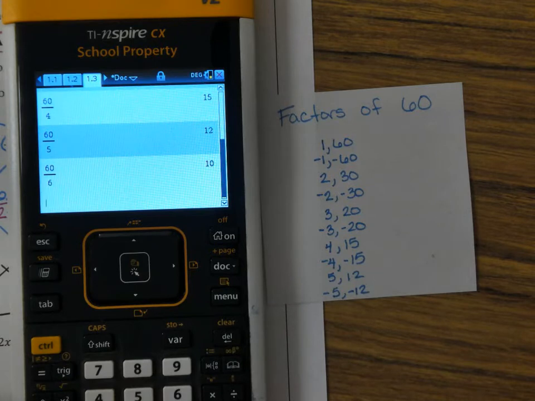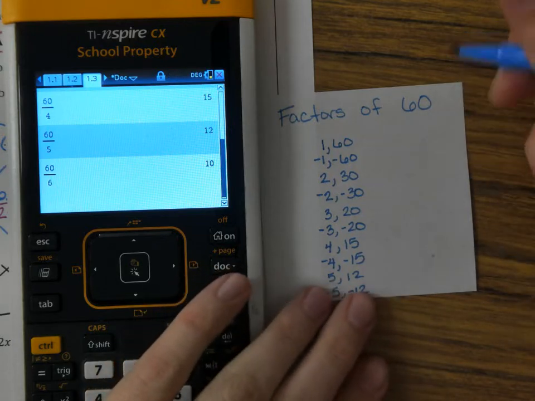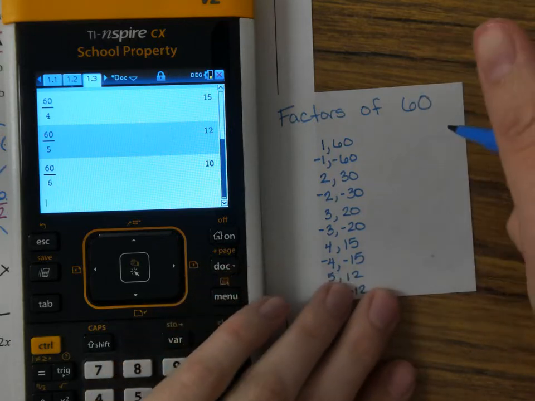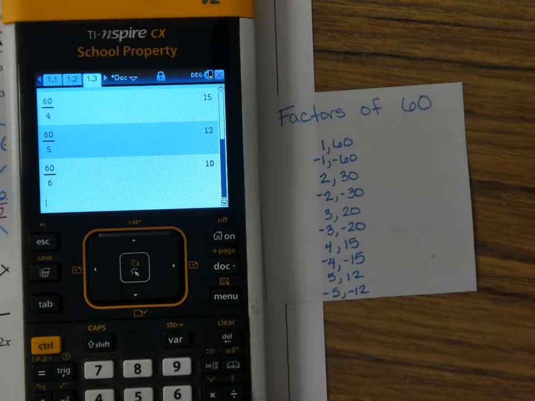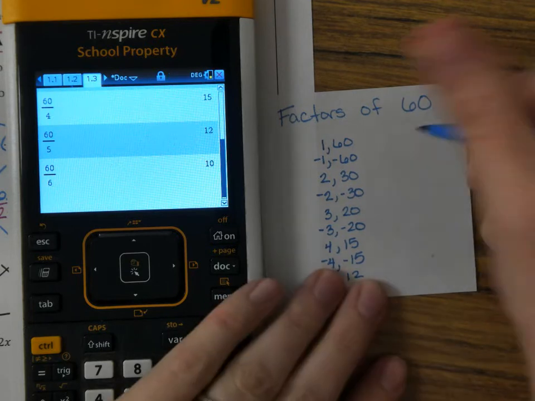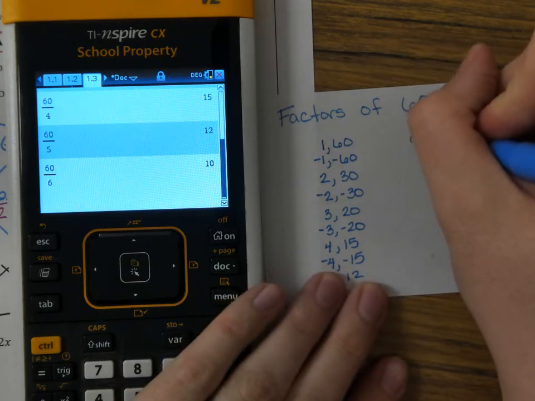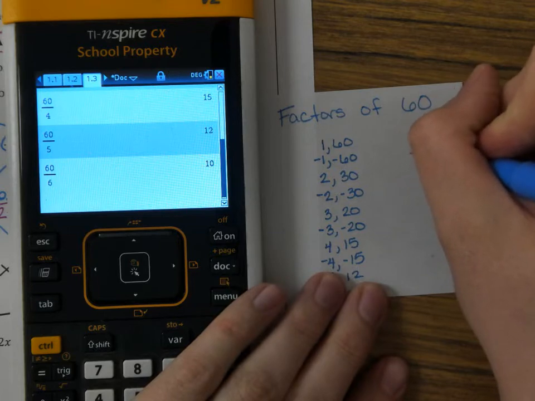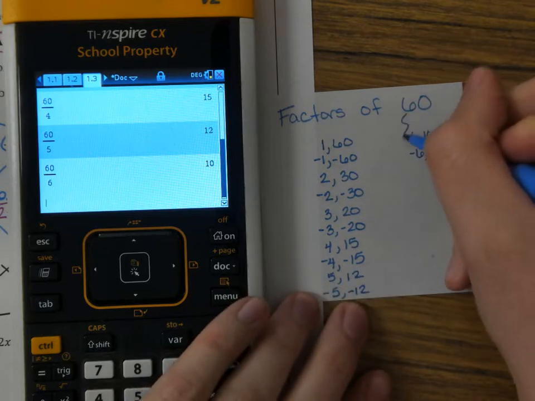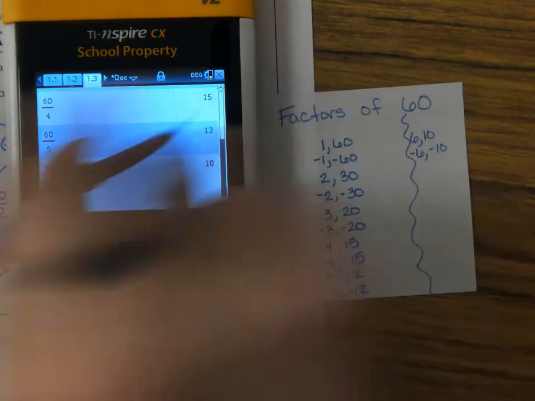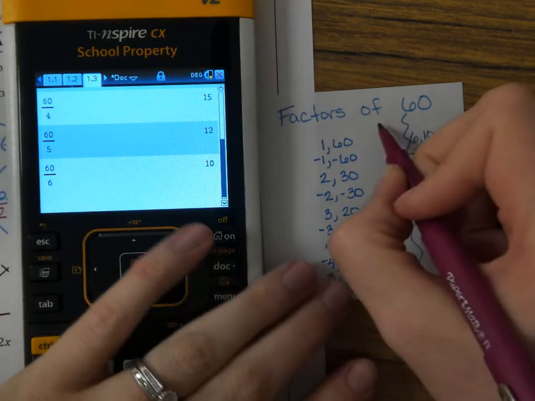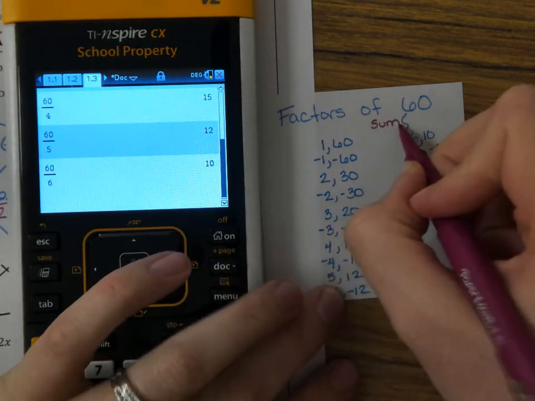6 and 10, and that's actually the last one. Okay, so I ran out of room here. So 6 and 10, or -6 and -10. Okay. Now the other thing, remember, you have to go back and you have to find the sum.